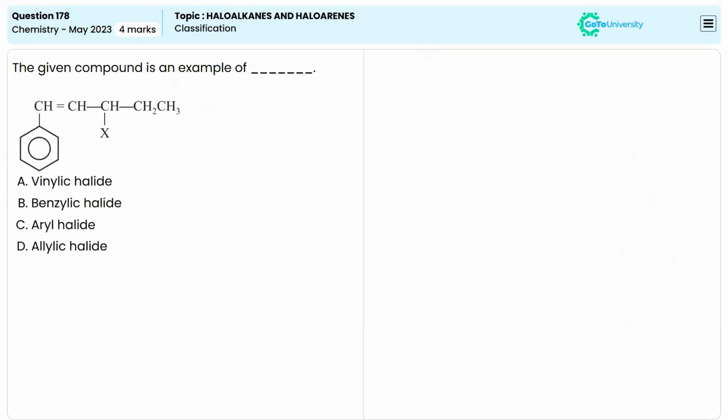Now, next question. Here a compound is given. We have to find out the category to which this compound belongs. From this structure it is clear it contains a halogen. So this is a halogenoalkane, right? Now we have to see which category of halide this belongs to. It is confirmed it is a halogenoalkane or alkyl halide. So first we will write the first observation: this is an alkyl halide.